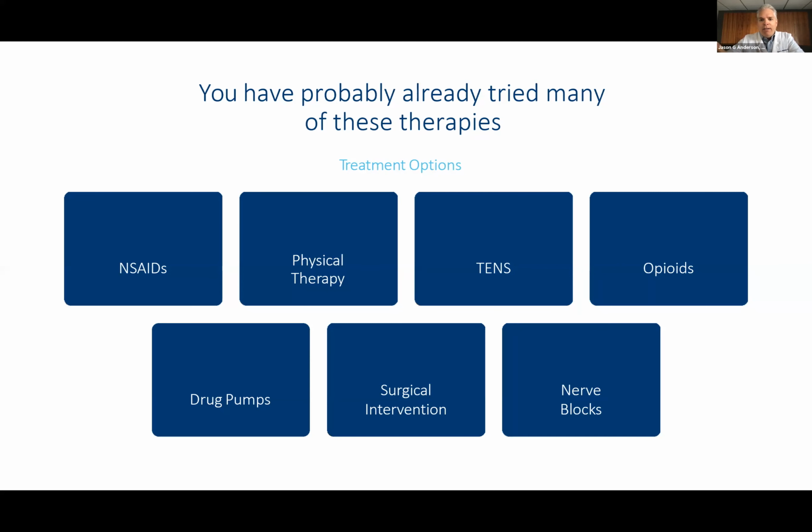You may have tried nerve blocks. You may have tried surgery. You may have tried drug pumps even, and not really had lasting good relief. They're just kind of workarounds. Or they may have worked great initially, and then there's no long-term benefit from them. Next slide.